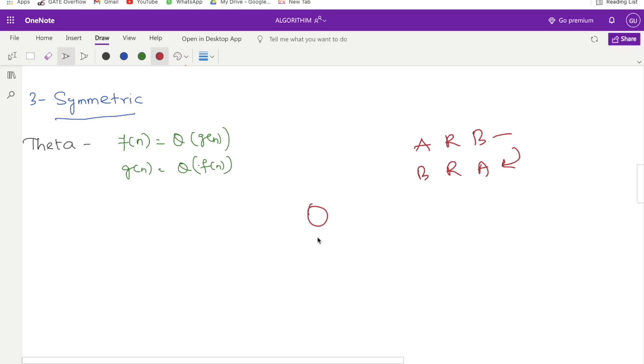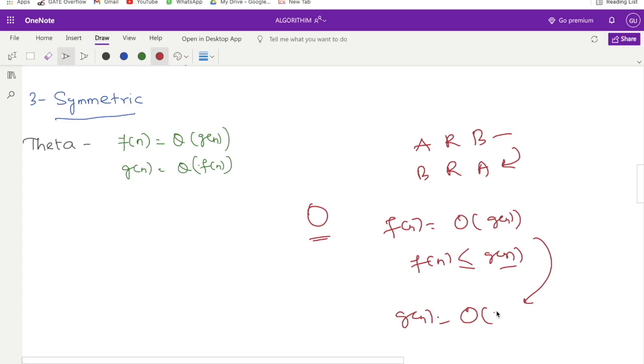So suppose I am taking the big O. I am saying that f of n equals big O of g of n. That means f of n must be less than or equal to g of n, right? Can I write it as g of n equals big O of f of n? Absolutely not, because this statement means g of n is less than or equal to c times f of n. These two are contradictory in nature. The same applies for big omega, small o, and small omega.